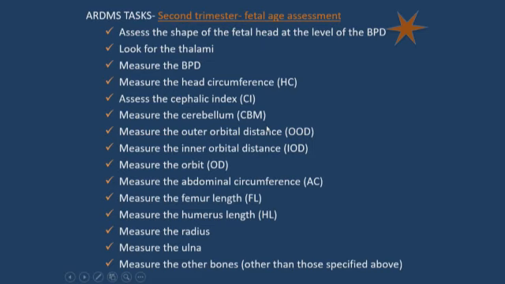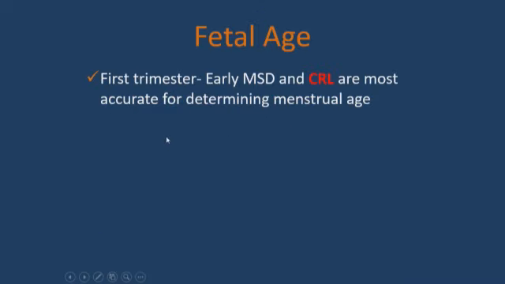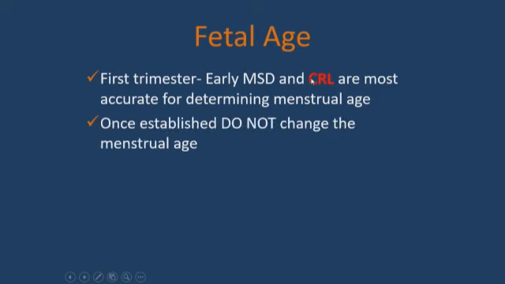Look at the cerebellum in the posterior fossa, looking at the orbital distances, both inner and outer, assessing the abdominal circumference, the femur length, humerus length, radius, ulna, and then any other bones if you're suspecting a problem with the long bones. So fetal age, the first trimester, your mean sac and crown rump length, especially if you can see a crown rump length, those are the most accurate for determining the correct gestational age.